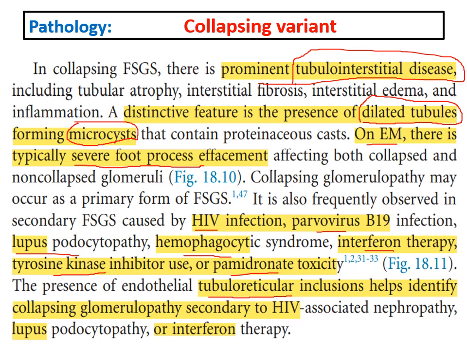Also, another important note is the presence of tubuloreticular inclusions. Very, very important and very characteristic feature. If there are tubuloreticular inclusions in electron microscopy, it might be due to HIV, lupus, and interferon. You can be asked what are the causes of tubuloreticular inclusions. They are usually due to HIV, lupus, and interferon.